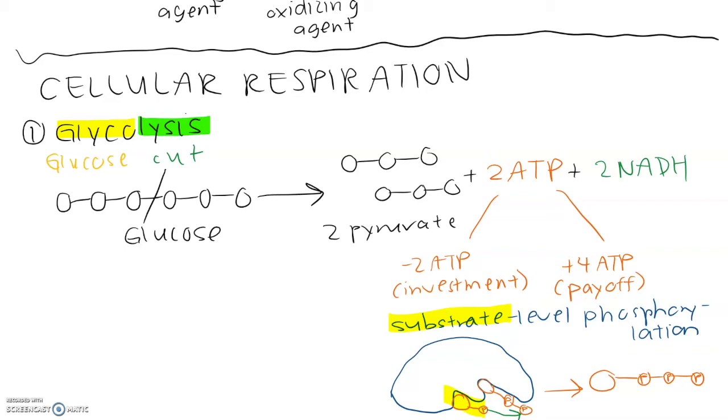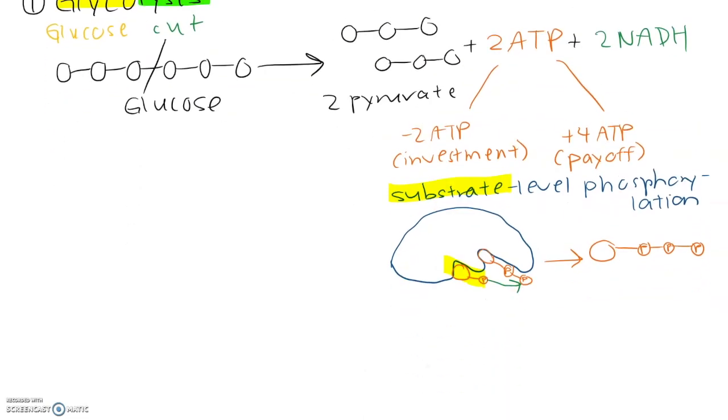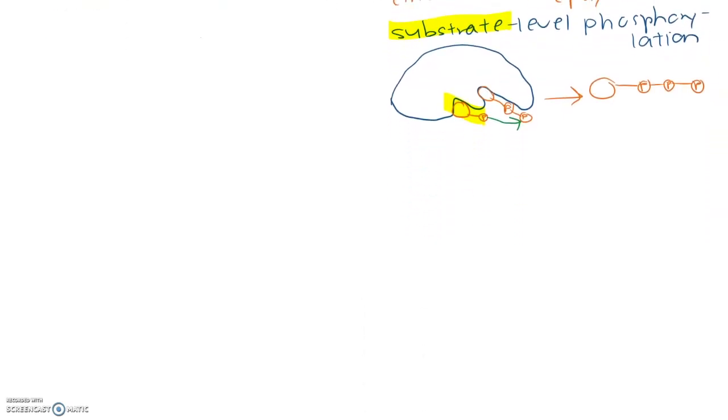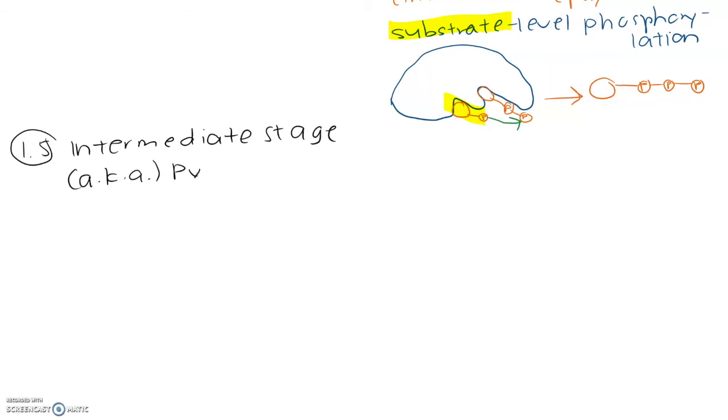So that's glycolysis. Okay, we go from glucose, we're cutting it in half, we're making pyruvate, we're also going to make some ATP and NADH. Our next step is going to be something known as pyruvate oxidation, or I also like to call it the intermediate stage. So I'm going to call it step 1.5, the intermediate stage, also known as pyruvate oxidation.